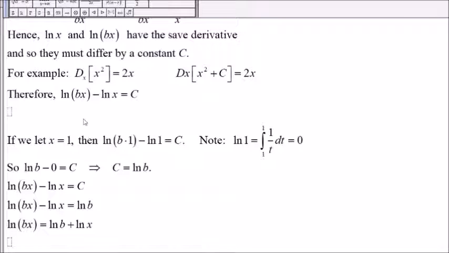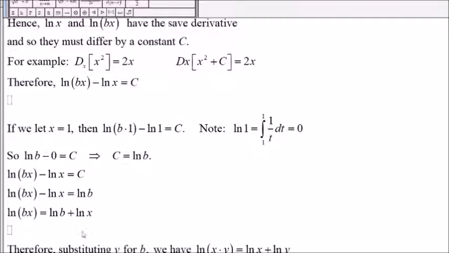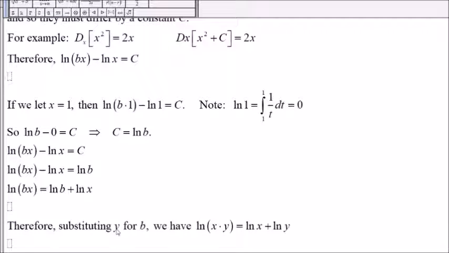And so now, going back to the equation that we had earlier, c is now ln of b, and if we add ln x to both sides, we end up with ln bx is equal to ln b plus ln x. And now if we substitute y for b, then we get ln of x times y is ln x plus ln y.